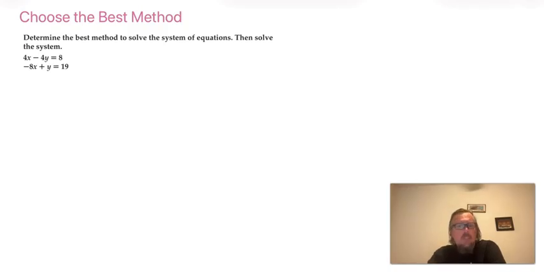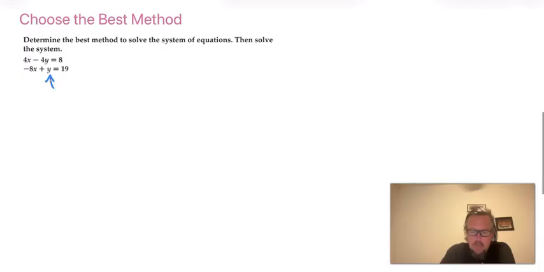Elimination is a really good idea here. We don't have any coefficients that are the same, but if we multiplied the top equation by 2, we would have an 8x and a negative 8x. And so elimination is a very good option. I'm actually going to choose to solve this one using substitution, though. And the reason I'm going to use substitution is because our y here has a coefficient of 1.